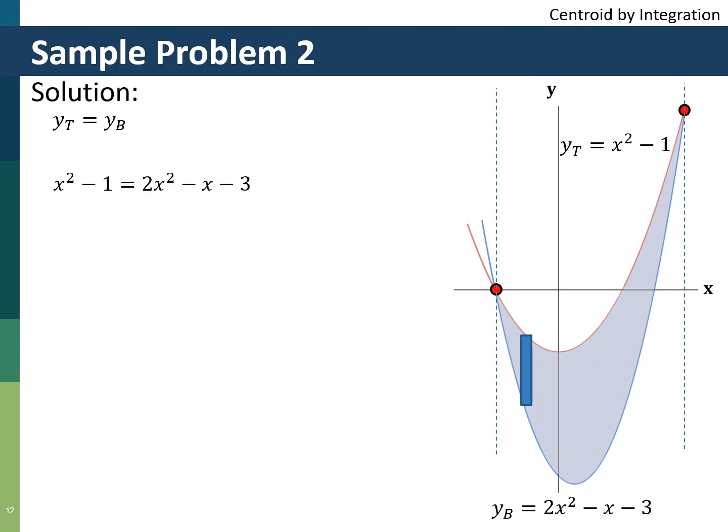Equating y sub t to y sub b, we have x squared minus 1 equals 2x squared minus x minus 3. From this equation, we would be able to solve for the values of x at which the two functions intersect. Simplifying the equation, we have x squared minus x minus 2 equals 0, where the values of x are equal to negative 1 and 2.